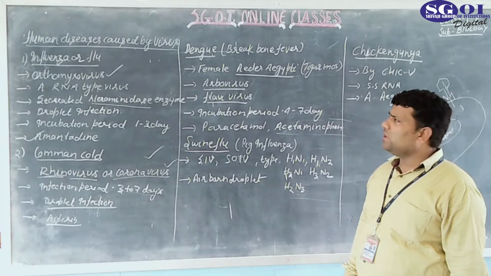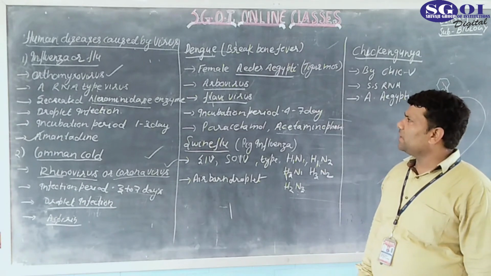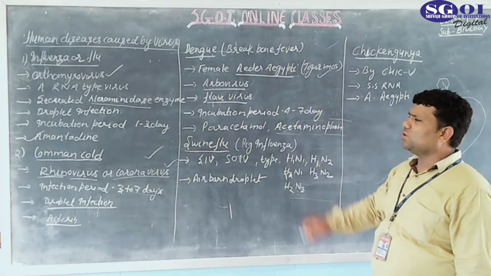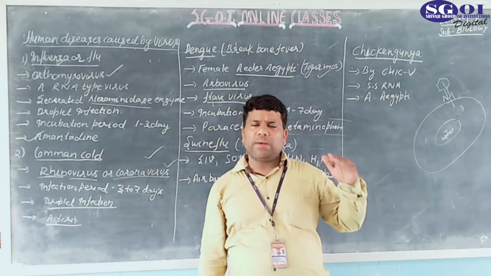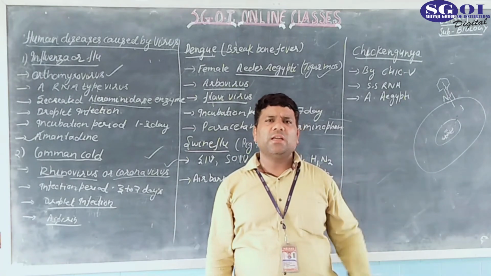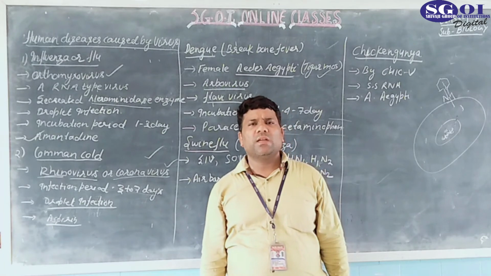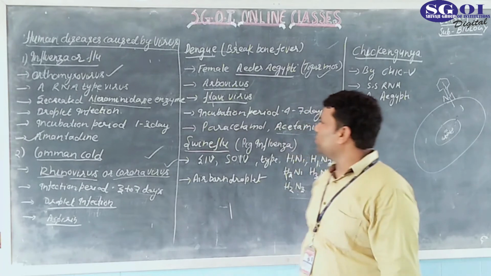It is actually spread by a female Aedes aegypti mosquito. This is also called the tiger mosquito. If you look at a mosquito that has black and white spots on the tail portion, the abdomen portion of the mosquito, such a mosquito is known as Aedes aegypti, also known as the tiger mosquito.